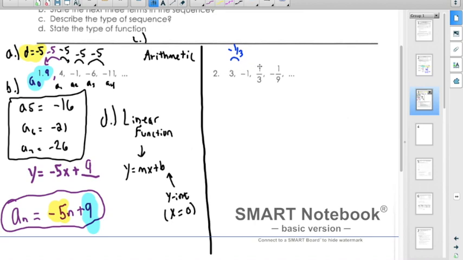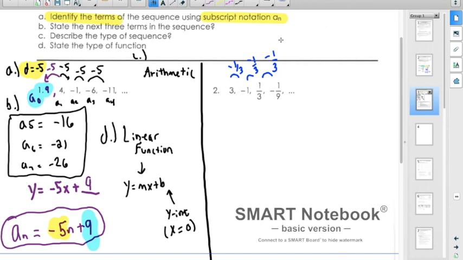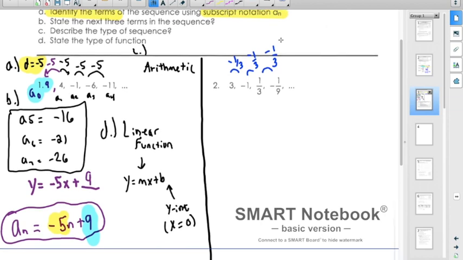And then from negative 1 to 1/3, we're also multiplying again by negative 1/3. And then again from 1/3 to negative 1/9, negative 1/3. So that's typically the first thing I always look for when I'm doing sequences. I like to figure out what is the pattern, because then I know whether it's arithmetic or whether it's geometric.